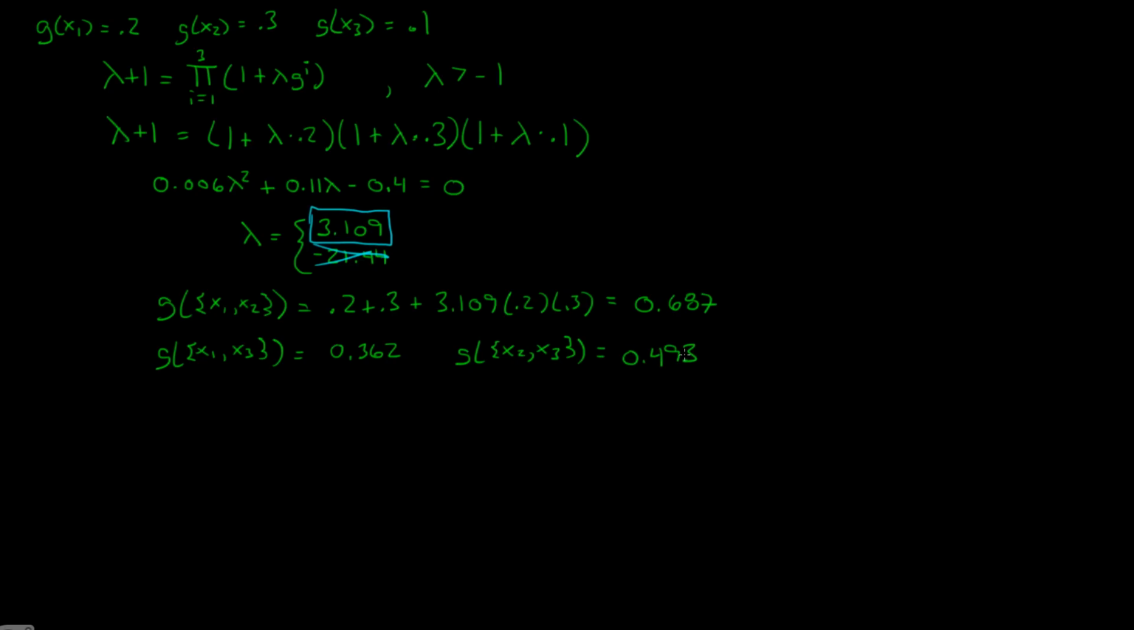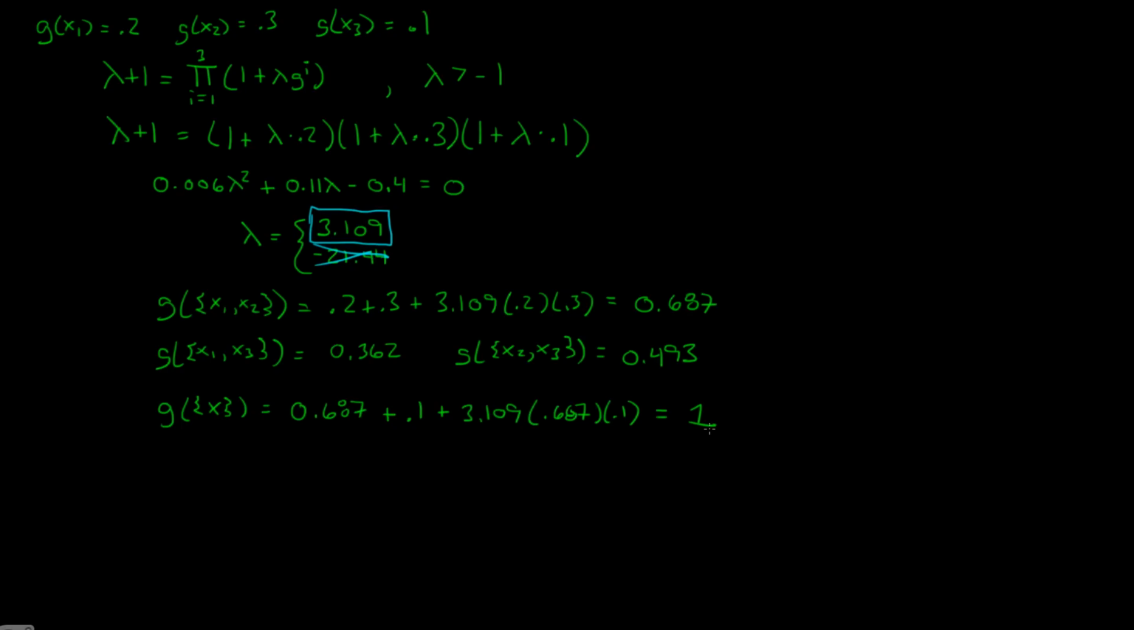And if we were going to go through the math of this, let's say we wanted just to show that this actually works, the worth of the universe, we could take x1 and x2 and add x3 onto that. So in this case, let's do that. We got 0.687, which is the worth of x1 and x2. So we're adding x3 to that. So then we have plus 0.1 plus 3.109, which is lambda, times 0.687 times 0.1. And what we find out is that we actually get 1.